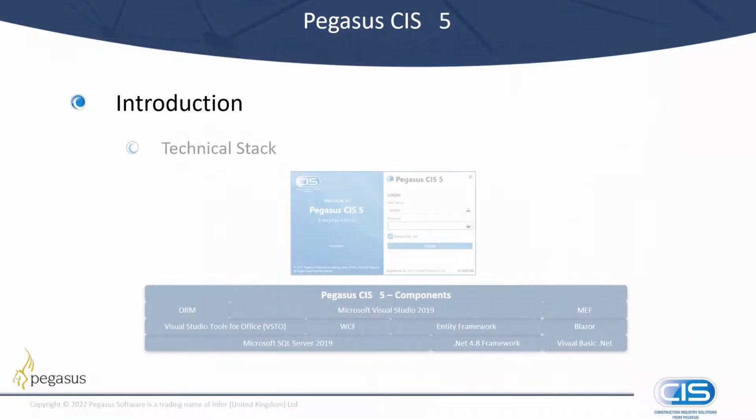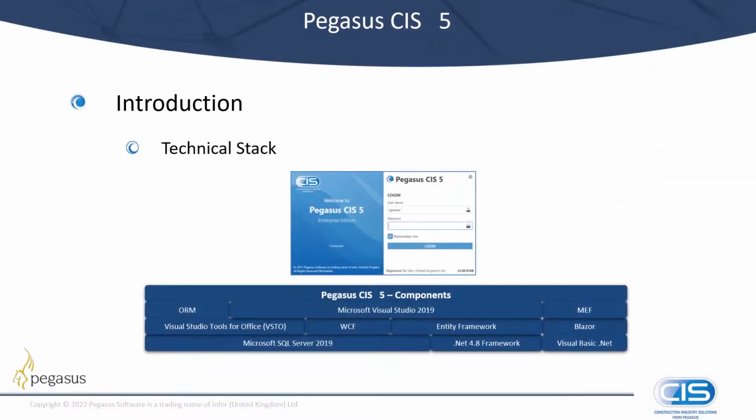Before I talk about the technical stack, let me just comment about the name of the product. It is a product and it's called Pegasus CIS 5. It's not called version 5. It is specifically called Pegasus CIS 5. And the reason for this distinction is that we want to convey that this is a totally new product. It's not just simply an upgrade from earlier versions with some new features added. It's a total rewrite of the product.